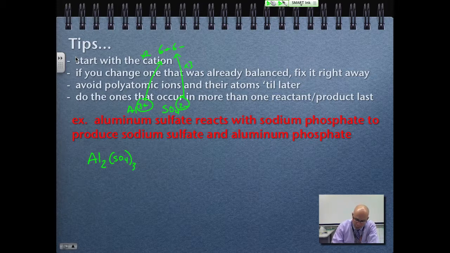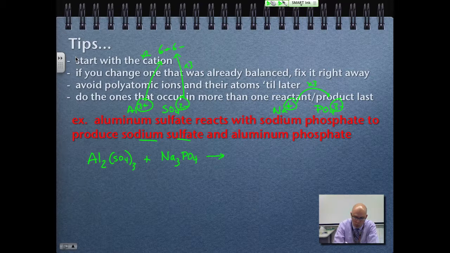Okay? Reacts with sodium. Sodium's a 1+, it's in the alkali metals. Phosphate, it's another one of those polyatomics. So I've got my 3+, my 1+ and my 3-. I need 3 sodiums to balance off that 3- charge on the phosphate. So Na3PO4 reacts with that to produce sodium sulfate.